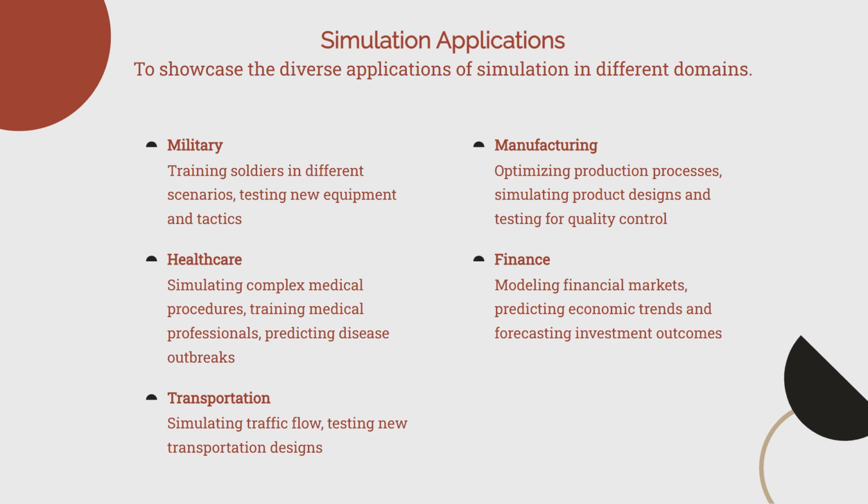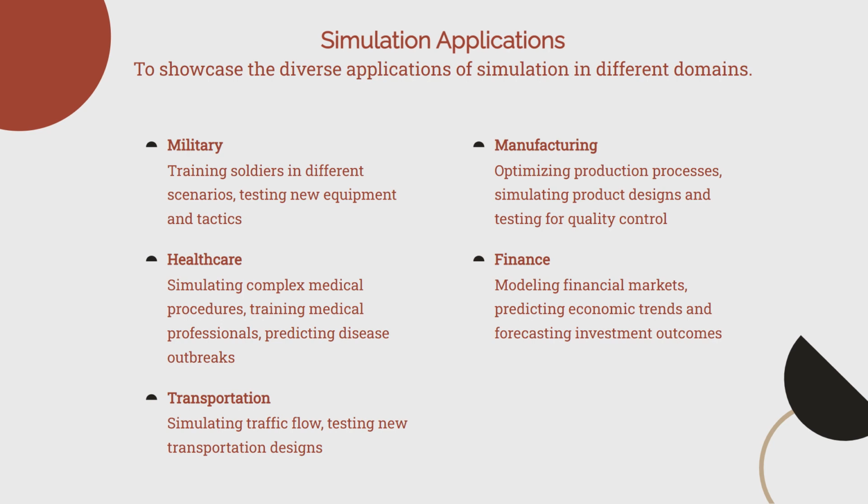Simulation applications to showcase the diverse application of simulation in different domains. First of all, simulation in manufacturing refers to the use of computer-based models to simulate manufacturing process and systems. This simulation can be used to model a variety of different scenarios such as production line setups, product designs, and supply chain management. Simulation in manufacturing can help companies to optimize their production processes by allowing them to test different scenarios without having to make costly physical changes to their production lines. This can lead to improved efficiency, reduced cost, and higher quality products.